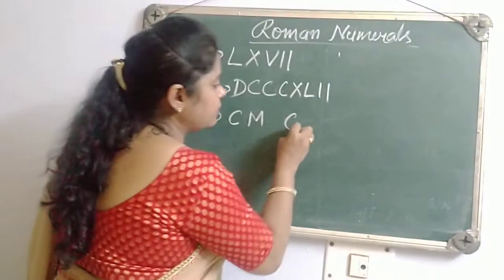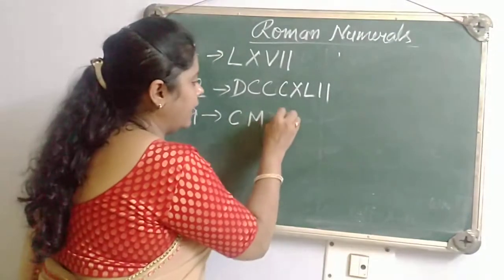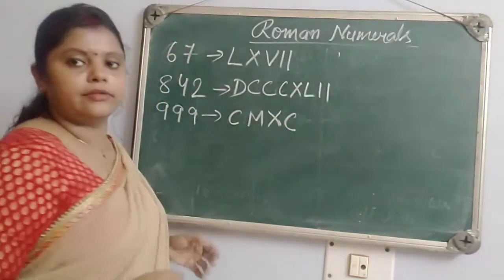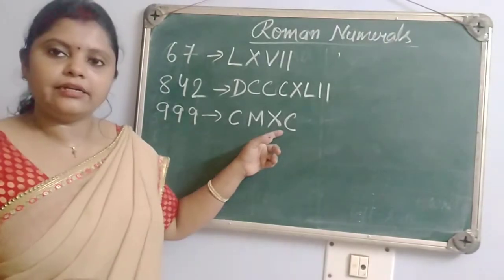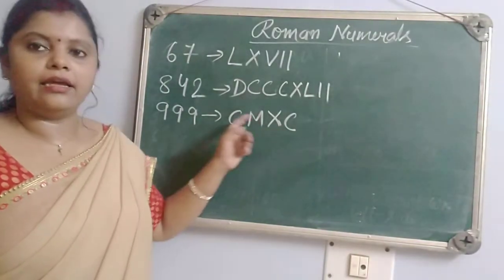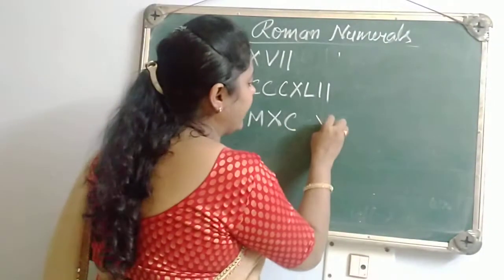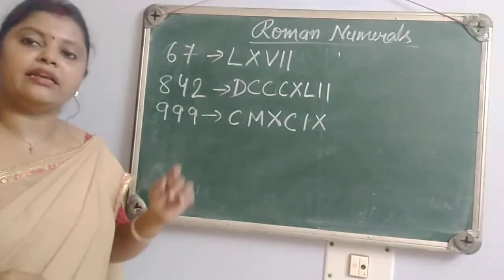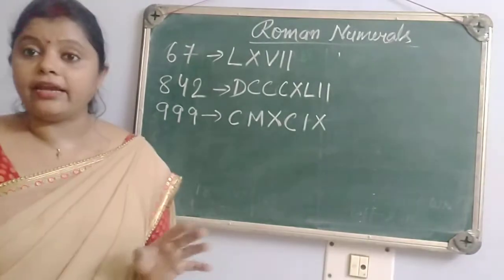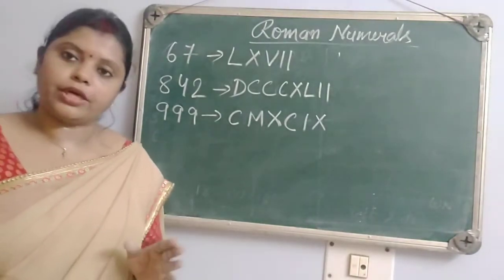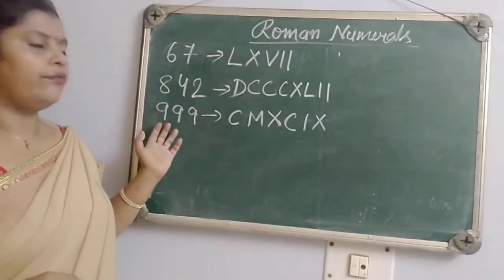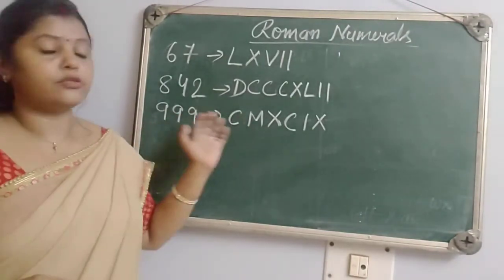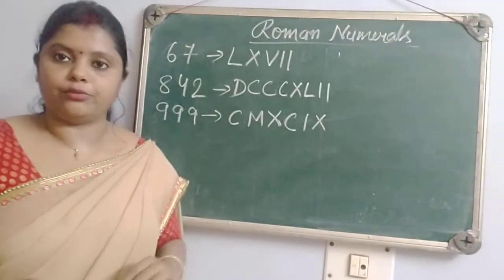So this is the symbol of 100, and if we have to subtract, we have to write on the left side. So this is for 90, and for 9, similarly 10 minus 1. So this way we can write 999. Never write IM. Okay. So this is the way how to write from Hindu-Arabic numerals to Roman numerals.